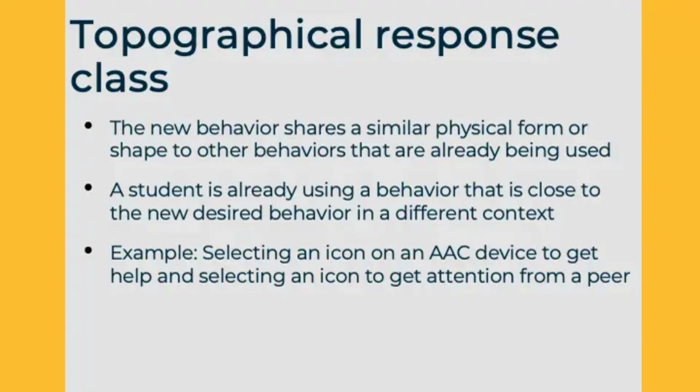An example of this would be a student that is already using a communication system by pressing a button to receive help. The form, or the observable action, is pressing a button. If the student's need was to gain attention, the replacement skill that matches topographically would be selecting a new button, such as, "I have something to say."